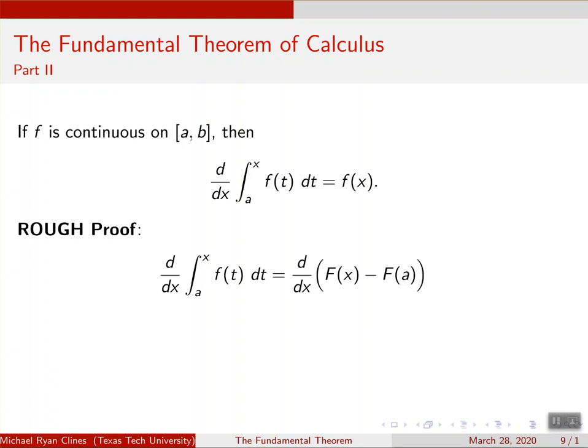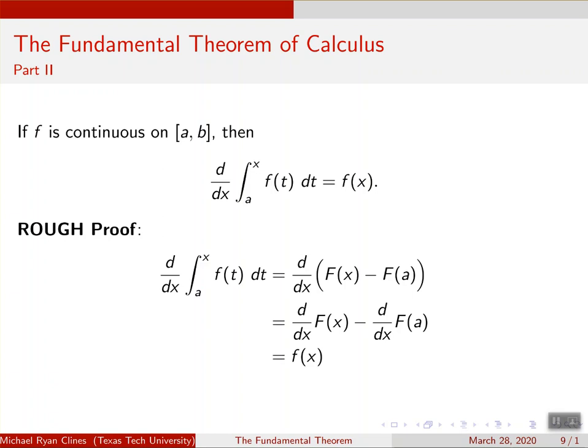By properties of derivatives, we can pass it through to each term. So this is equal to the derivative with respect to x of F of x minus the derivative with respect to x of F of a. Now here's where things get fun. What is capital F of x? It is the antiderivative of lowercase f. So if we take the derivative of the antiderivative, we just end up with f of x.